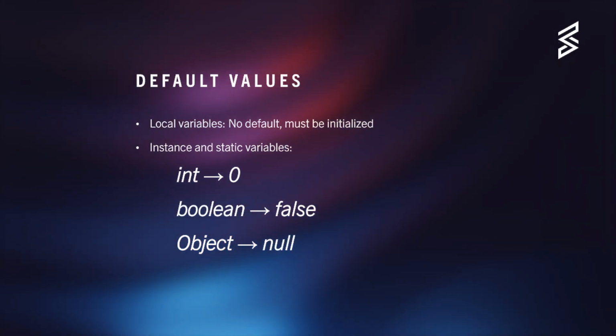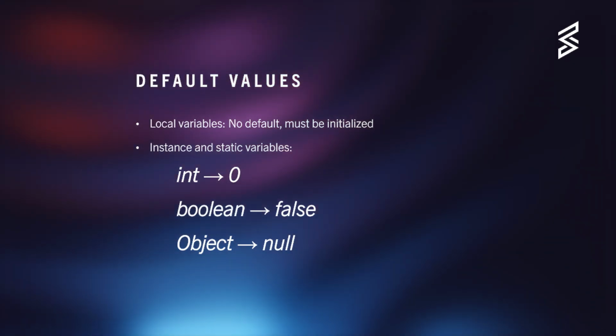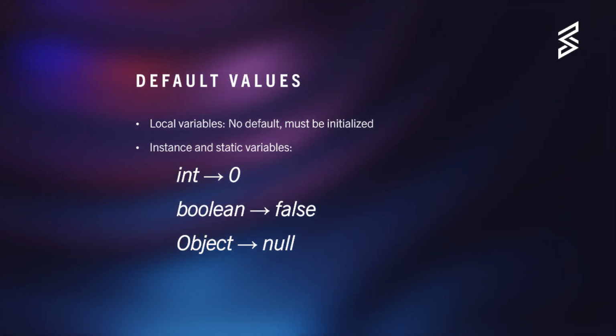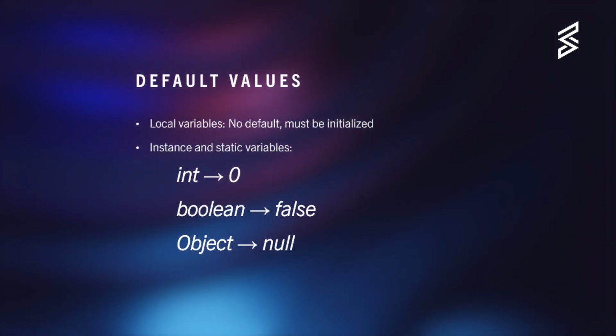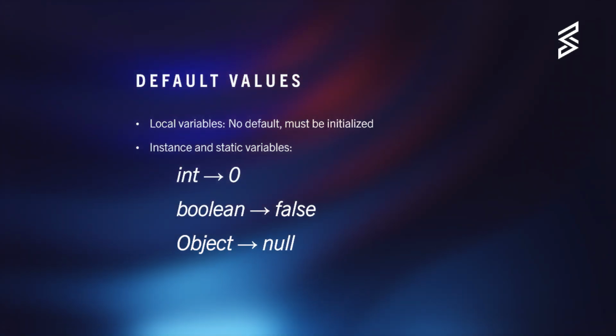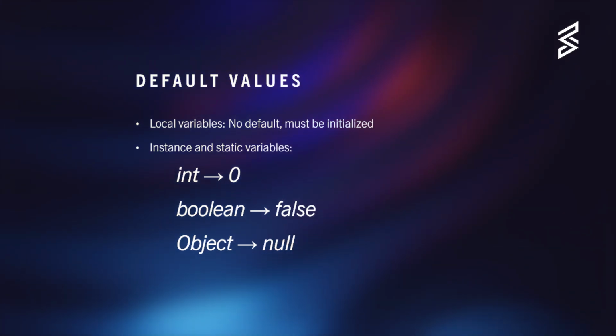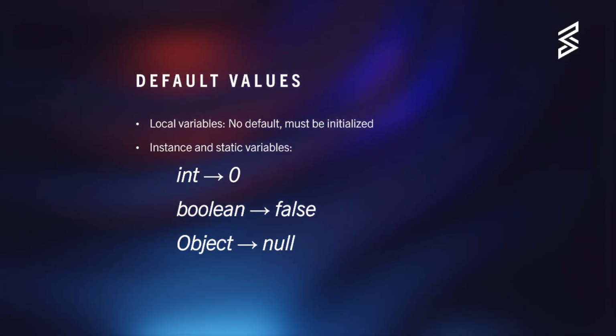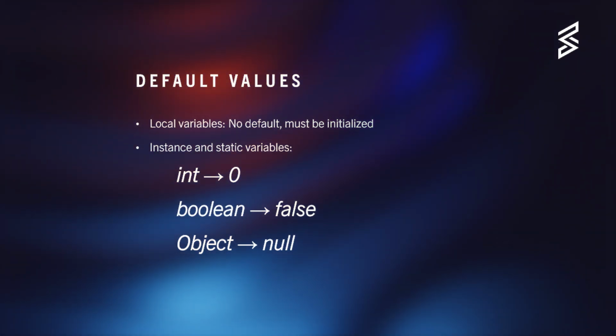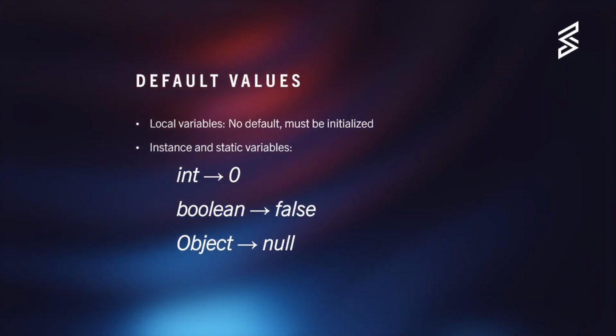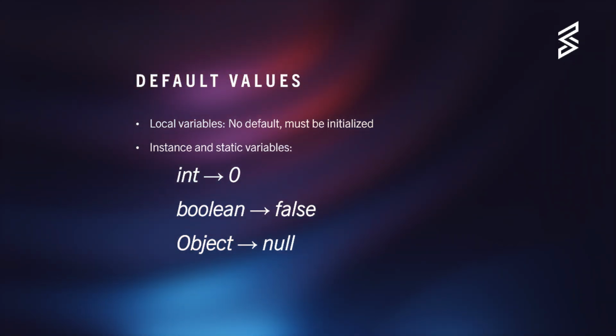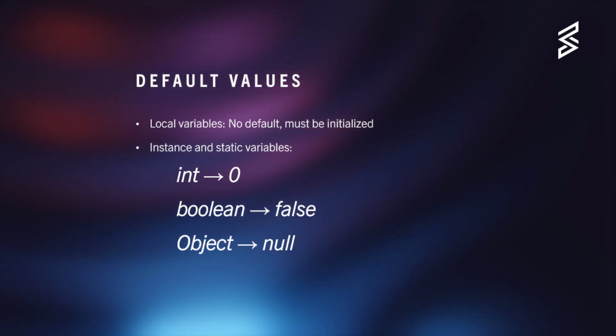Default values. Local variables don't have default values. You must assign them. But for instance and static variables, Java provides defaults. For int, the default value is 0. For boolean, the default is false. And for object references like String, the default value is null. So if you forget to initialize a class level variable, Java will handle it.